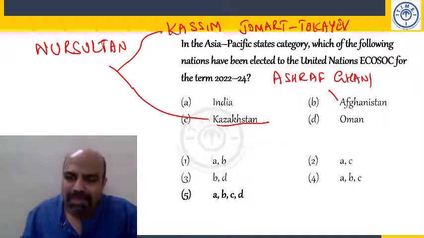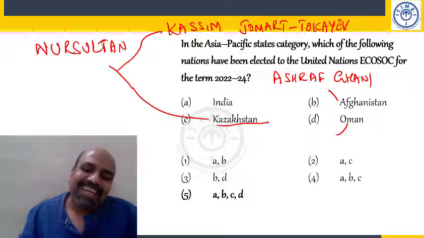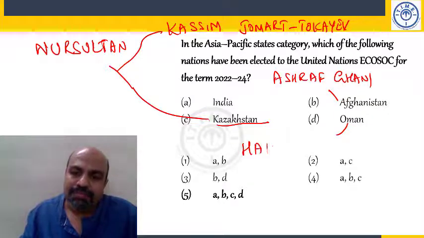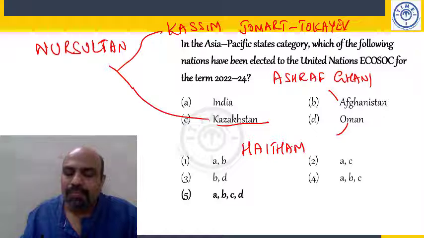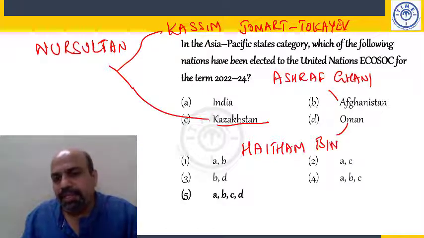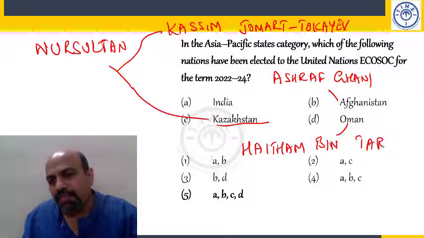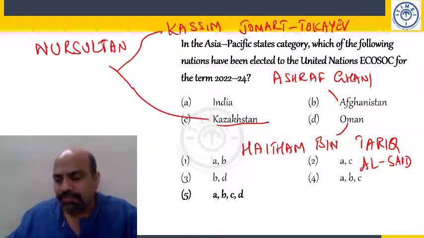While Oman's, chalo ye bhi likh dete, Oman's king is Haytham bin Tariq. Haytham, the son of Tariq Al-Sayyid. That's his family surname, Al-Sayyid.